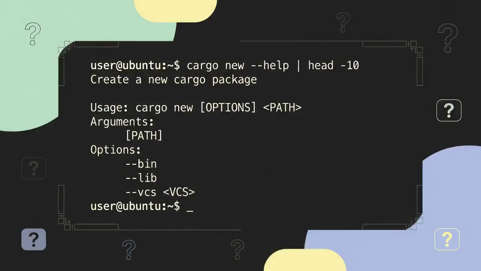Before scaffolding, we check cargo new --help and pipe it through head -10 to see the top of the help text. This confirms the subcommand exists and shows the available flags like bin, lib, and vcs that control project generation.